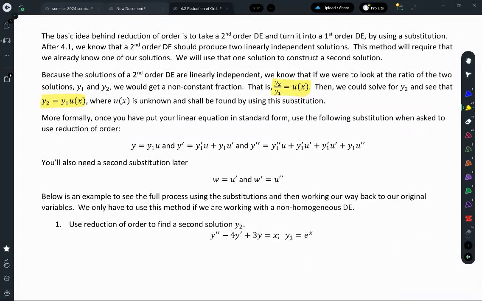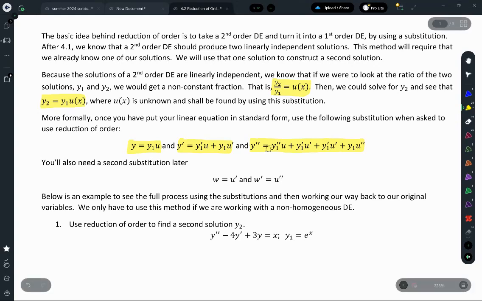So we're going to walk through this process. I've got the substitutions that we're going to use, and then we're going to put them into practice. The formal substitution is that we are going to let y equal y1 times u. Then we're going to find y prime, given that y1 and u are both functions of x. So y prime will require us to use a product rule on y1 and u. Then we will also have to find y double prime. And it's a bit ugly, but it's just two product rules.